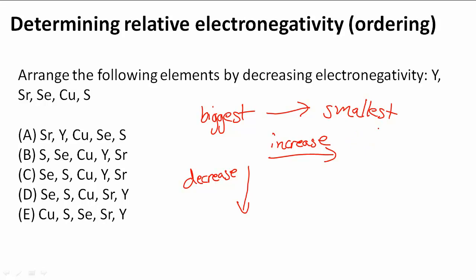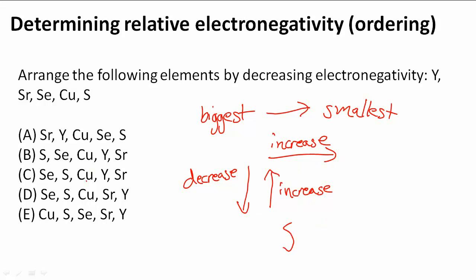I see that SE and S are to the right, but which one of them is bigger? We have to remember that when we go the opposite way, so when I go from bottom to top, it actually increases. So we know that S is the largest one of our 5 elements. So S is going to start us off.